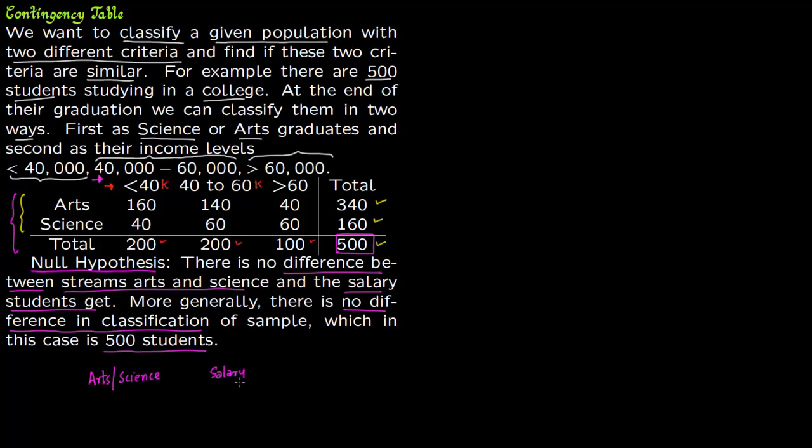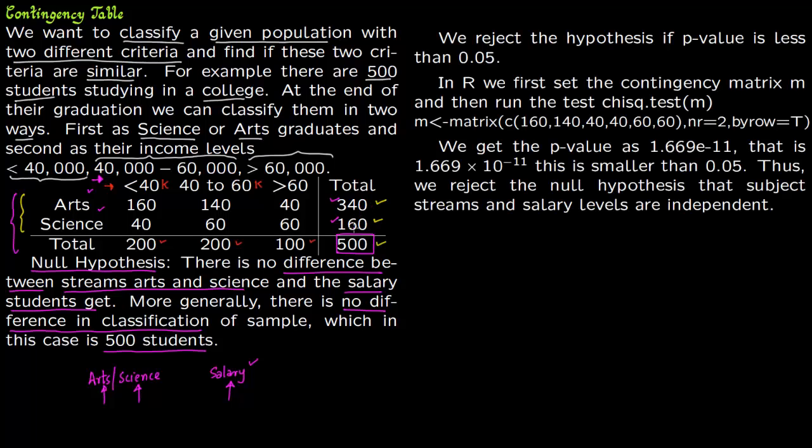So what does it mean? It means that whether the student takes arts or science, it has no impact on their salary level. That is what independence between these two criteria means. In this college, 340 students have taken arts and 160 students have taken science. And we are saying that the salary level of these 340 students is the same as the salary level of these 160 students, the same in the sense that statistically it is the same. So that is our null hypothesis.